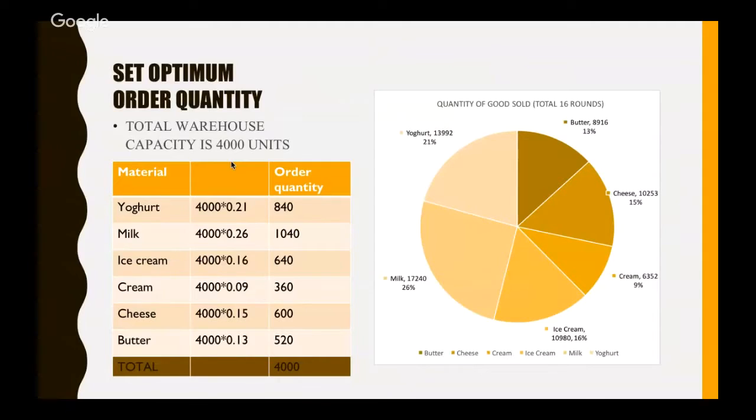Same as the real situation, there are different demands for each item. Therefore, we need to know the customer preference. By adding the total quantity of goods sold, the percentage of each item can be calculated. In addition, the total warehouse capacity is 4,000 units. To avoid the extra charge for additional inventory, when setting the requisition quantity, the sum of the total quantity should be equal to 4,000. By multiplying the percentage and 4,000 over here, the optimum ordering quantity can be known.